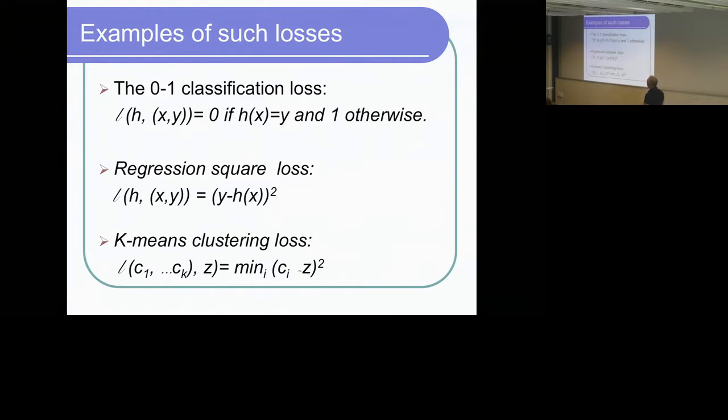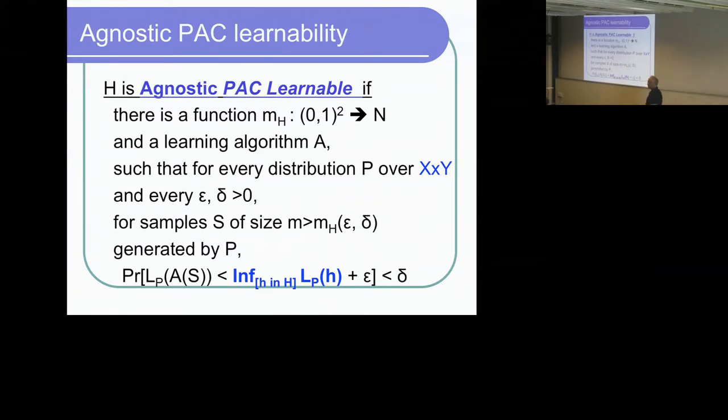Okay, so we have this general notion of loss, and we want to relax the assumption that we had before, that the function came from our class. So now we have this new definition. The new definition came about 10 years after the original definition of PAC. People realized it's not realistic. We need something more relaxed. And this is the notion of agnostic PAC learning. So let's look at this new definition.